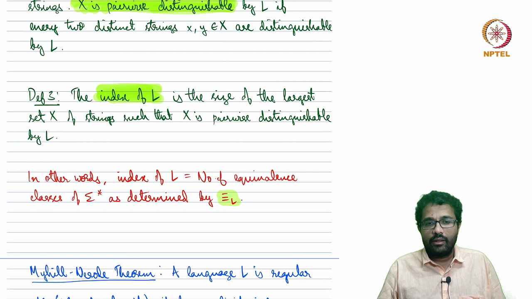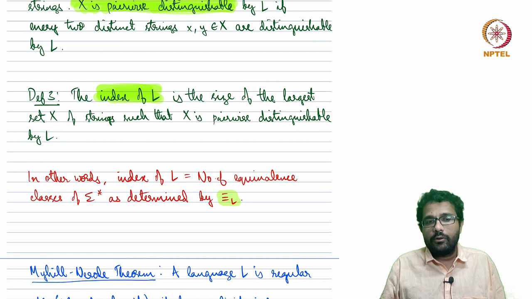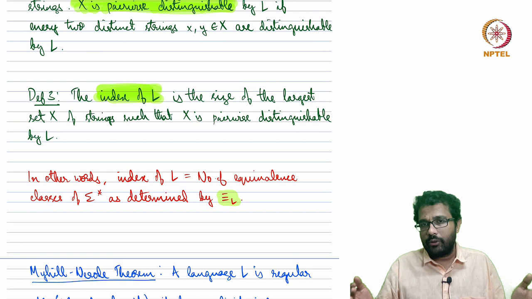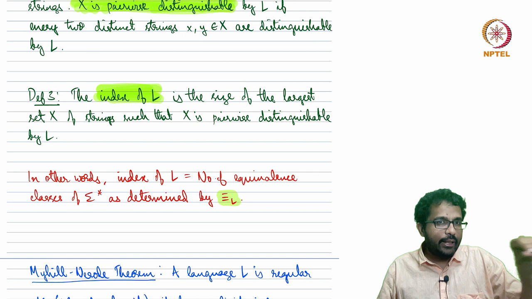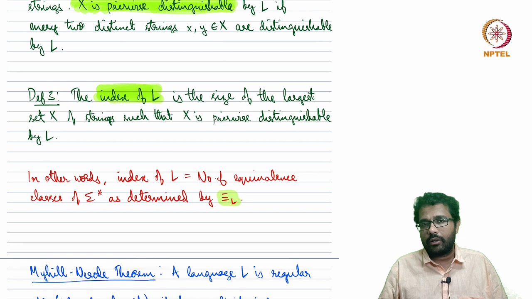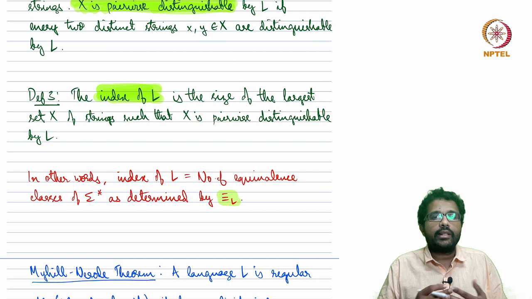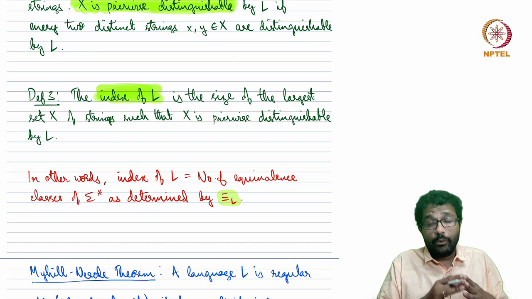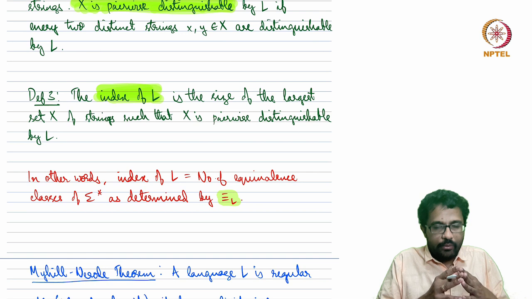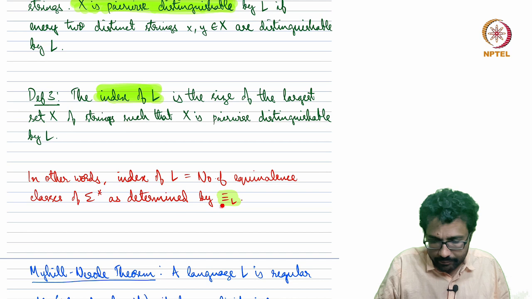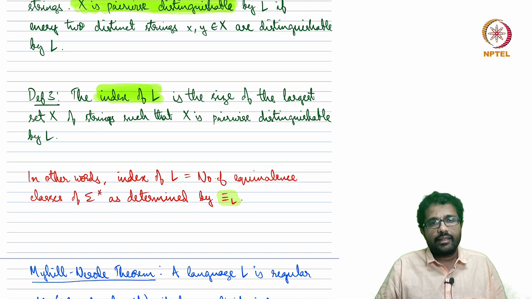For instance, in the case of integers modulo 5, I can only pick one number that is a multiple of 5, one number with remainder 1, one number with remainder 2, and so on. I can only pick 5 such representatives. If you pick a 6th number, it will have the same remainder as one of the other representatives already chosen. So index is basically asking for the number of equivalence classes of sigma star when the equivalence relation is indistinguishable by L, right? How many equivalence classes does it divide sigma star into? That is the index, right?